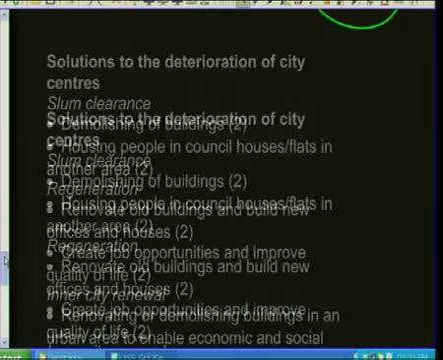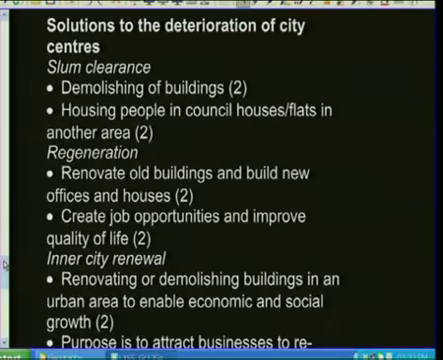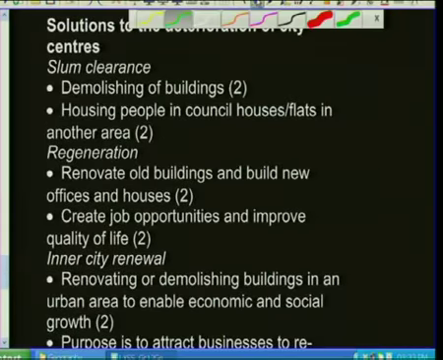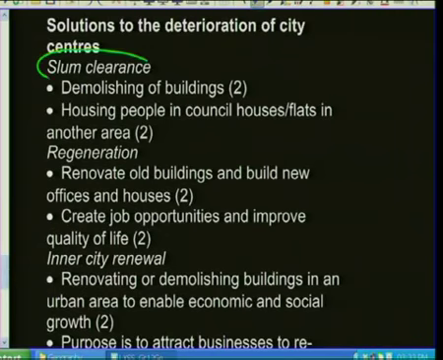Yes, indeed. Some of these are quite extreme. Slum clearance. A slum, as we've said, is a residential area that might be overcrowded, where the services of water, sewerage, waste disposal and so on are poor or non-existent. So the option there is to demolish the houses and rebuild new ones, or move those people into flats in other areas.